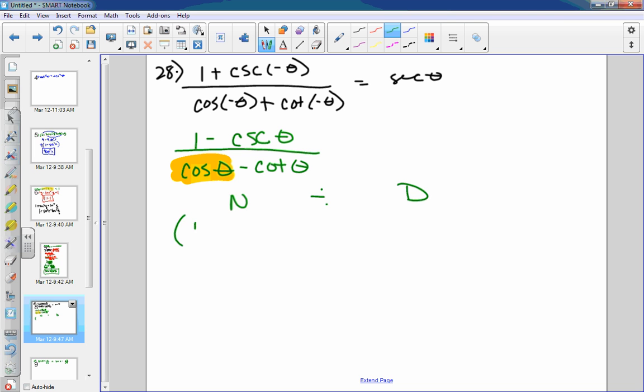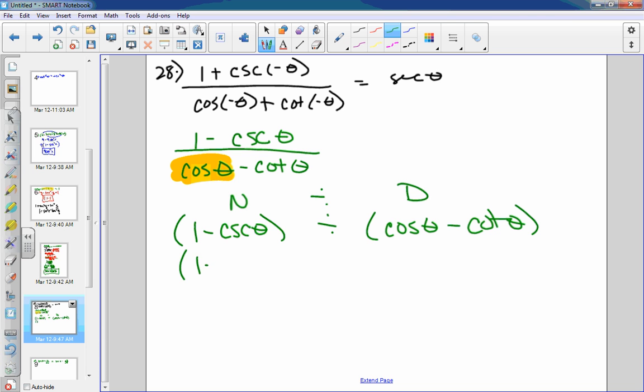So my numerator is 1 minus the cosecant of theta divided by the cosine of theta minus the cotangent of theta. I took this fraction, I wrote it horizontally rather than vertically, keeping parentheses around the numerator and the denominator because we have several terms. Now, I'm going to work my numerator all the way down. I'm going to write this as one fraction. So I'm going to put everything in terms of sine and cosines.